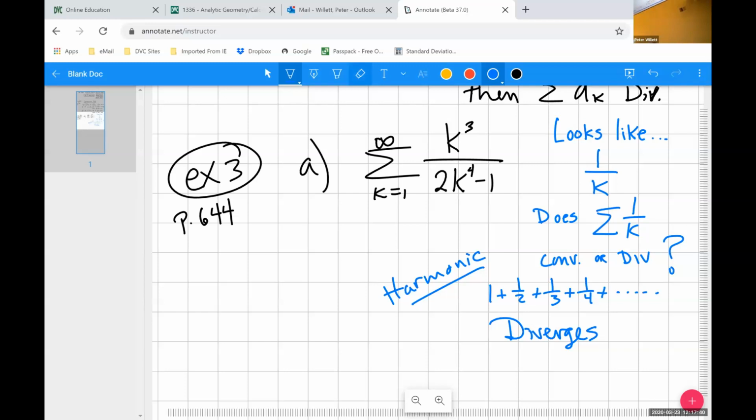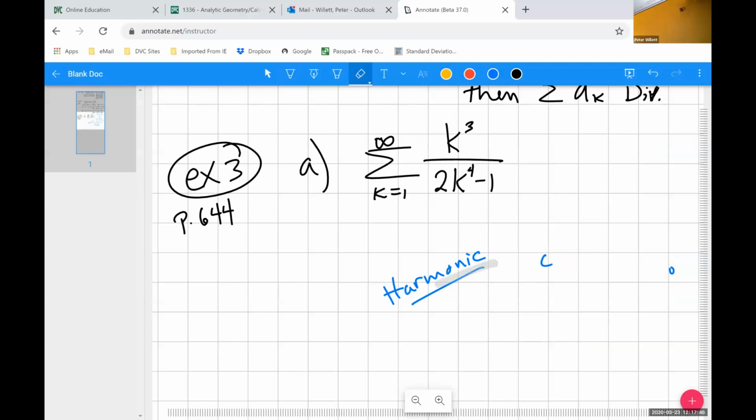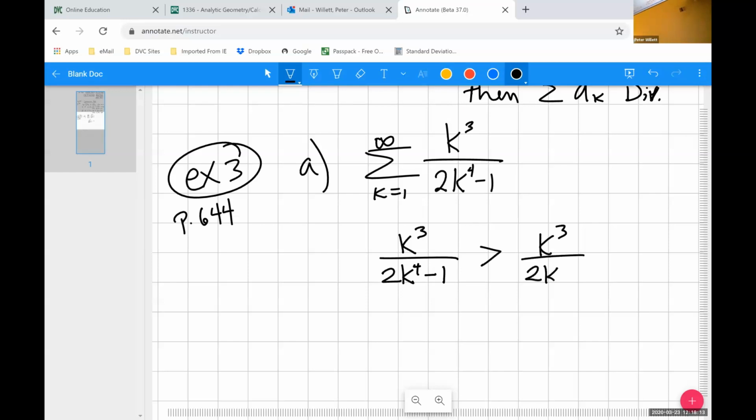And this is probably what the book does, but I never look at what they do when I do their examples for you. So here's what I could do. If I had that motivation, then I could say that k cubed over 2k to the 4th minus 1 is always going to be bigger than k cubed over 2k to the 4th. Again, this is for k bigger than or equal to 1.